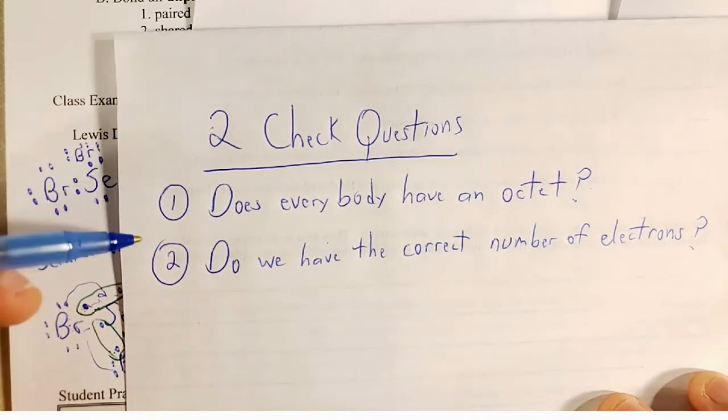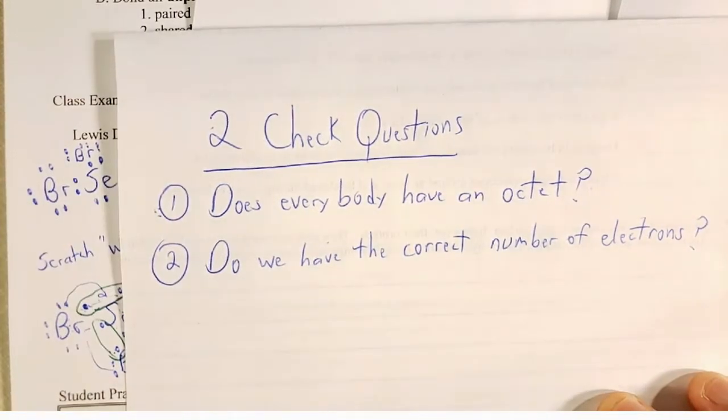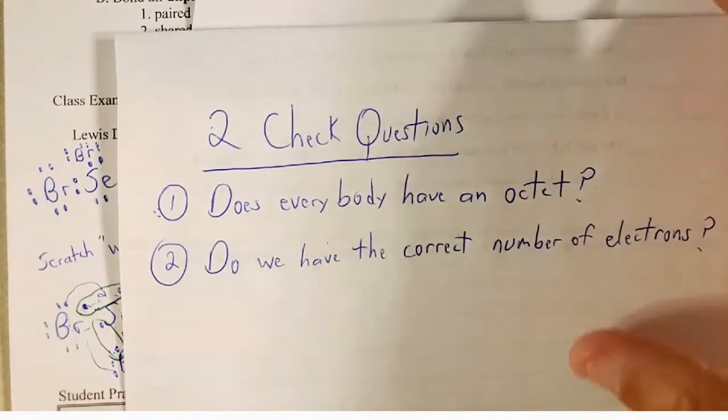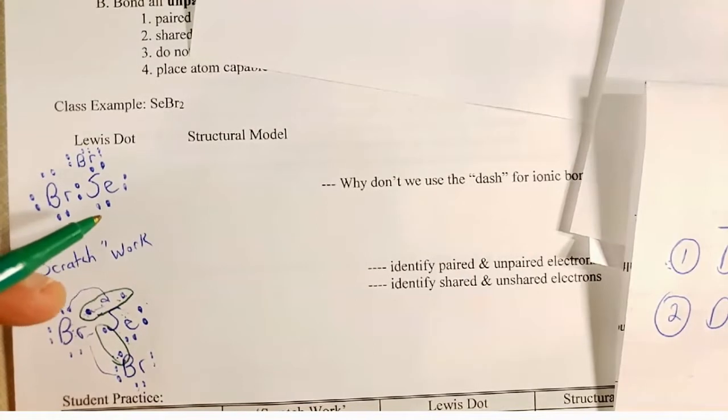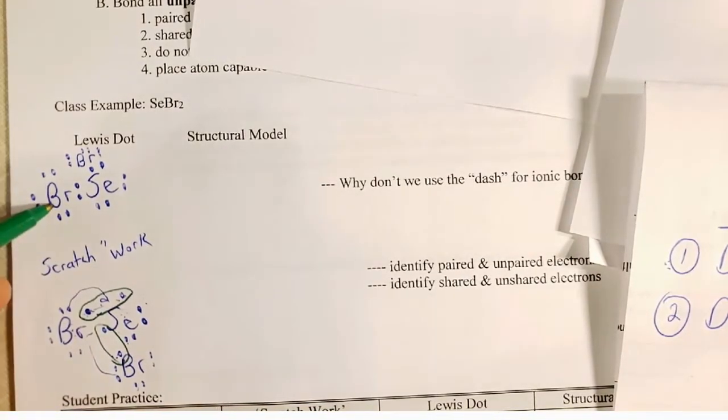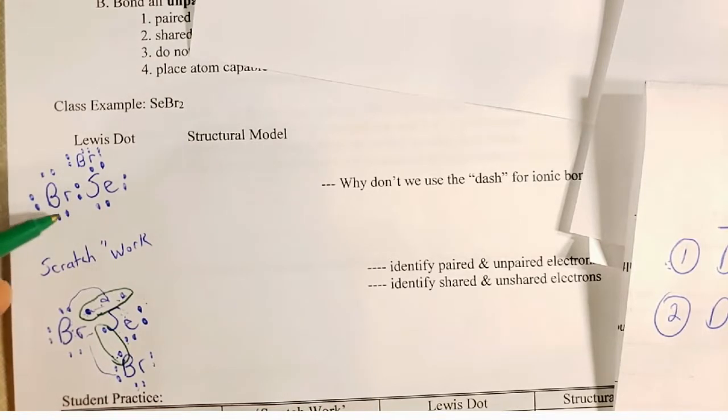Okay, check question number one is, does everybody have an octet? Remember, that was the whole goal in bonding. So let's look at our structure. Does everybody have an octet? In other words, does everybody have access to 8 electrons? So if we look at this bromine here, we can see it has these 6 electrons, which we didn't do anything with. Now, even though these 2 electrons, this is our shared pair, they're going back and forth, the bromine does have access to those 2 electrons. So yes, this bromine has access to an octet.